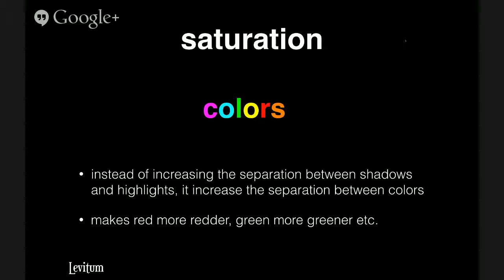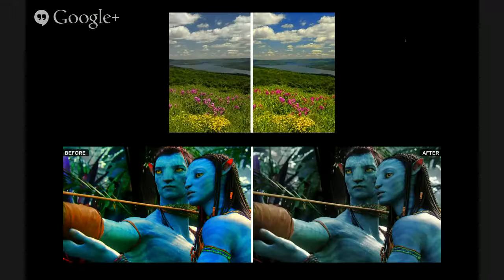Saturation, instead of increasing the separation between shadows and highlights, increases the separation between the colors themselves. It makes red more red, green more green, like that. If you take an example here, on the top there's an image of a landscape. You can see that the color saturation has been increased in the image overall. The blue of the sky is much bluer, and the flowers and the greens, towards the bottom part, and the yellows, are slightly boosted.